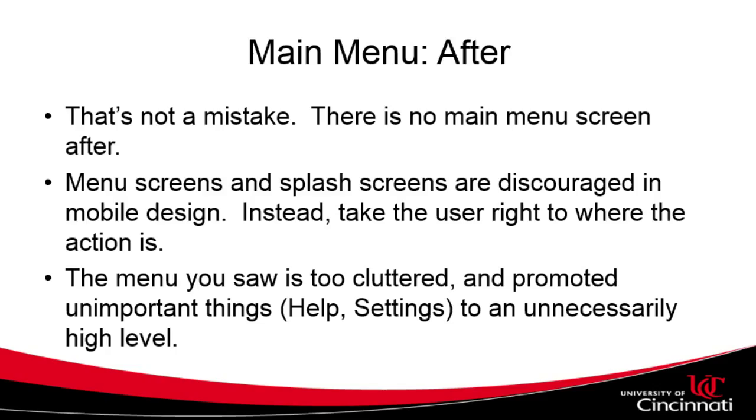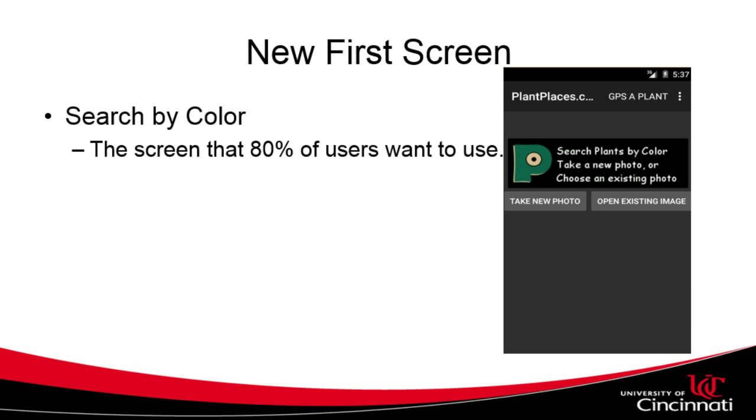Have it so that when the user taps on the icon, you take the user directly where he or she wants to be. So in the case of planplaces.com mobile, while there are a lot of features, the ones that most people are going to use is search by color. So now it takes you directly to search by color. That's the first screen you're going to see. Everything else is an option off of the menu expansion right at the top there.